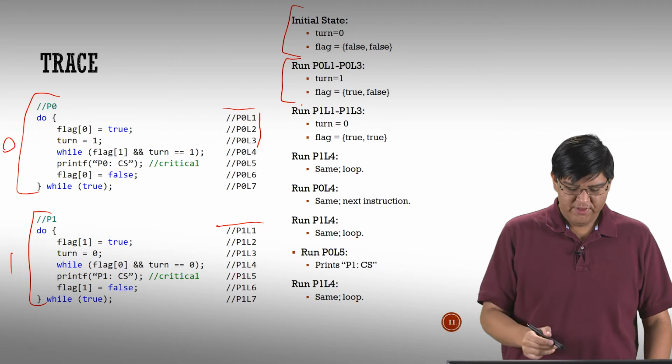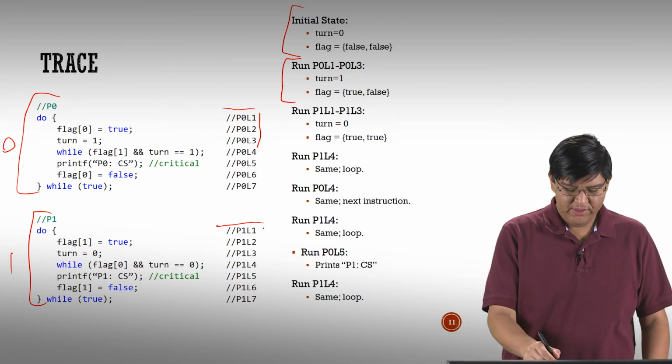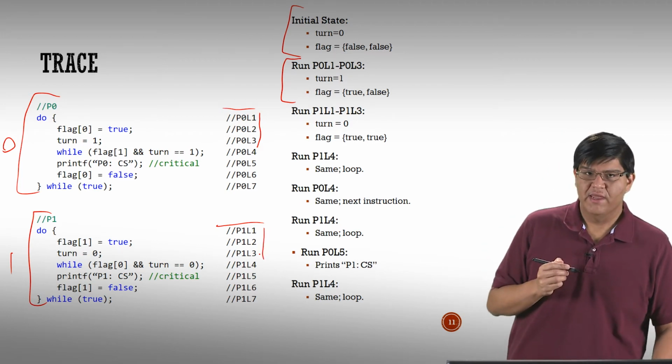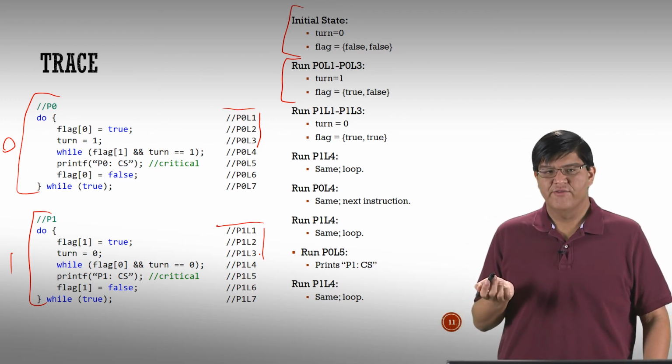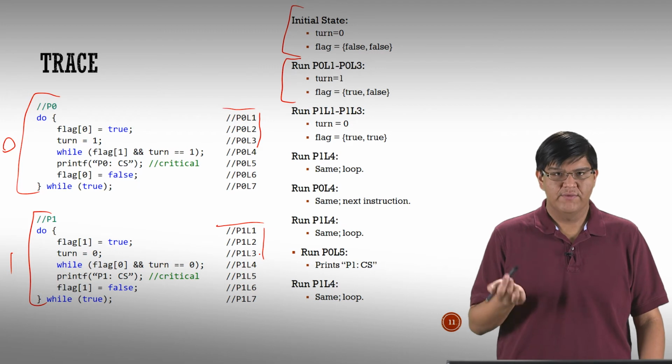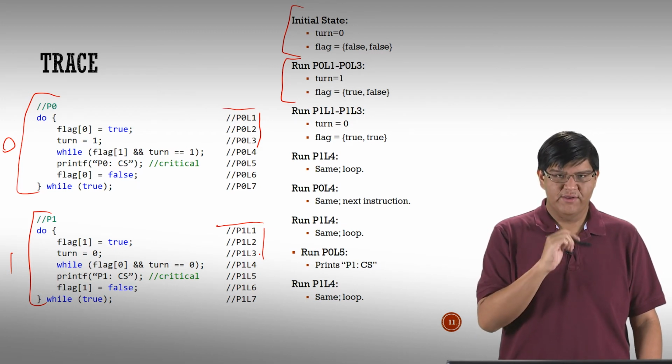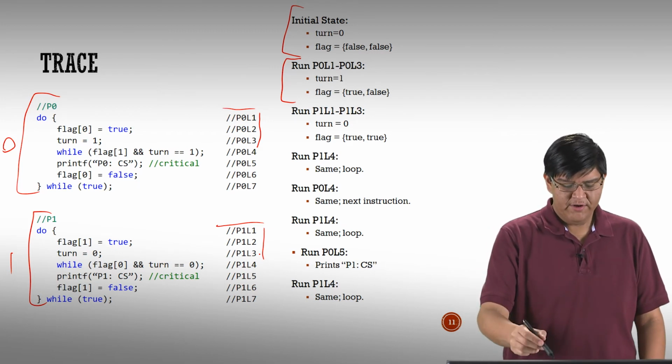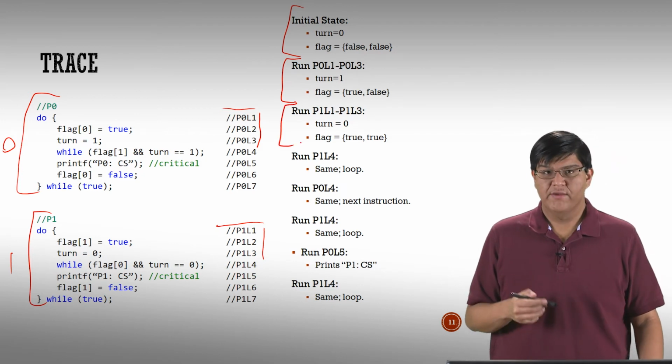All right, so let's say we jump over to the other process. We now run lines 1 to 3 in process 1. How does that end up looking? Flag of 1 is true, so now process 1 wants to go. Then I set turn equal to 0, saying it's process 0's turn to go. So I update over here: turn equals 0, flag equals true and true.